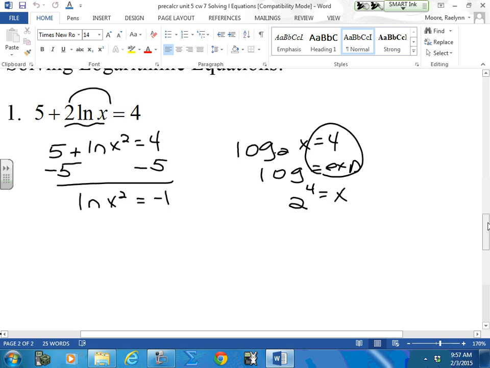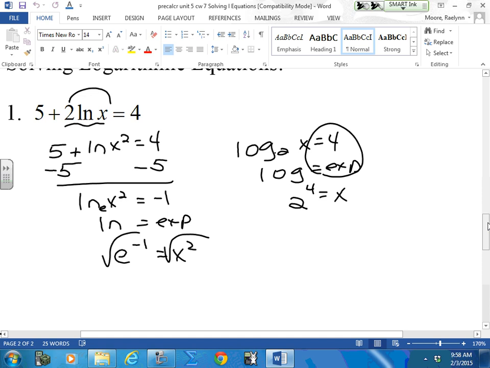So we're going to do the same thing here. Log equals exponent. Log and ln are the same thing. So the base here is e. The base in your log, if it's not there, is 10. e to the negative 1 equals x squared. And if you want to do this all at once, you can just take the square root of these guys. When you take a square root, you get a positive and negative.